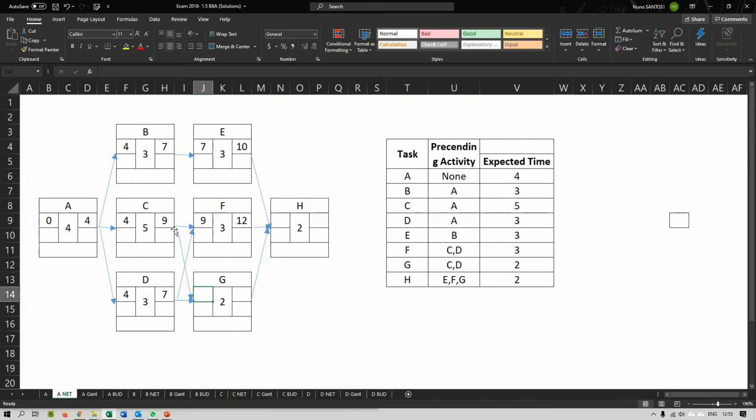Here, once again, same thing. I have a 9, I have a 7. What number do I use? The highest one, so 9. 9 plus 2, this would be 11.